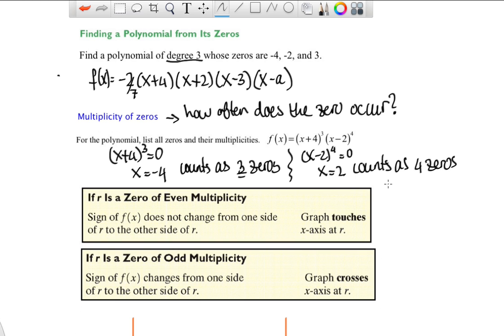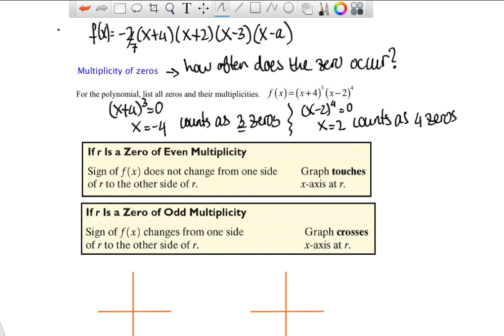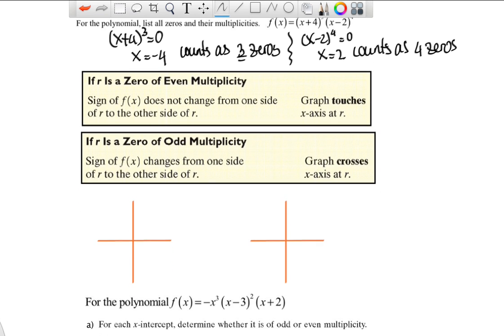So that means that the multiplicity is 4. And you're wondering probably, why does that matter? Well, the multiplicity tells you something about what happens on the graph. Does it cross or does it touch?